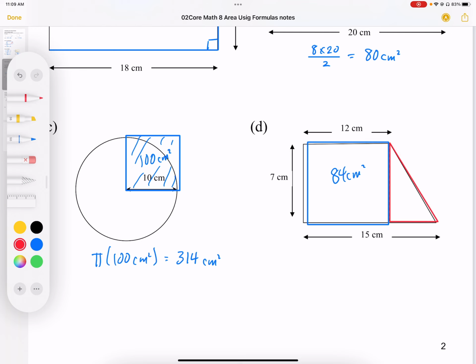So this triangle, I have the height is 7. I need to know the width here, and I can find that width by subtracting the bottom length with the top length. So I know that's going to be 3. So that's going to be 3 times 7. That's 21, but I only want half of it. So it's going to be 10.5 centimeters squared. So the total area is going to be 84 plus 10.5, which is 94.5 centimeters squared.